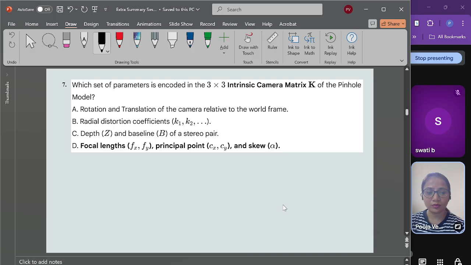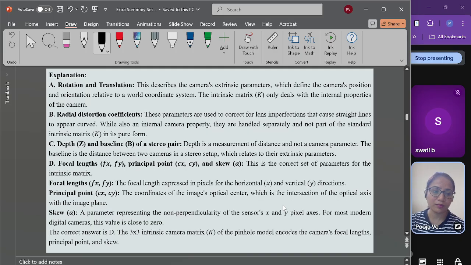Okay, so let's see the detailed solution. Each set of parameters is encoded in the 3x3 intrinsic matrix, camera matrix C of the pinhole model. So here we will just discuss by going through the options.